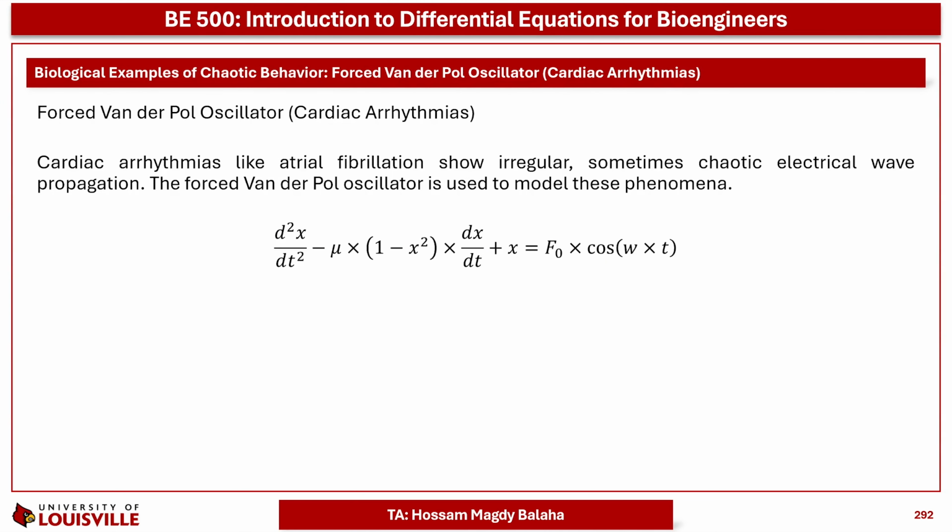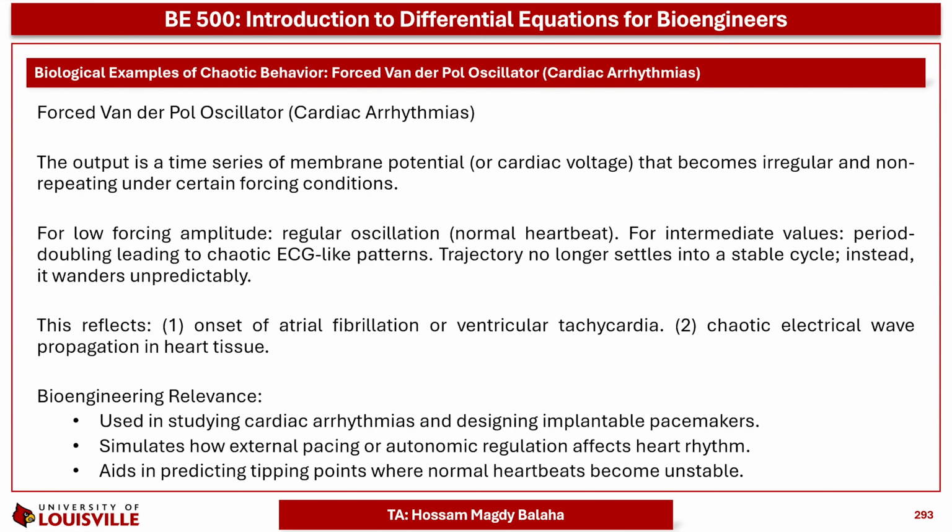Here's a third example, the forced van der Pol oscillator, which can be used for cardiac arrhythmia modeling. We can use this model or equation to model phenomena of cardiac arrhythmias like atrial fibrillation, where it shows a regular, sometimes chaotic electrical wave propagation. The output is also a time series of membrane potential or cardiac voltage that becomes irregular and non-repeating under certain forcing conditions. If you have low forcing amplitude, you can get regular oscillation, which mimics the normal heartbeat.